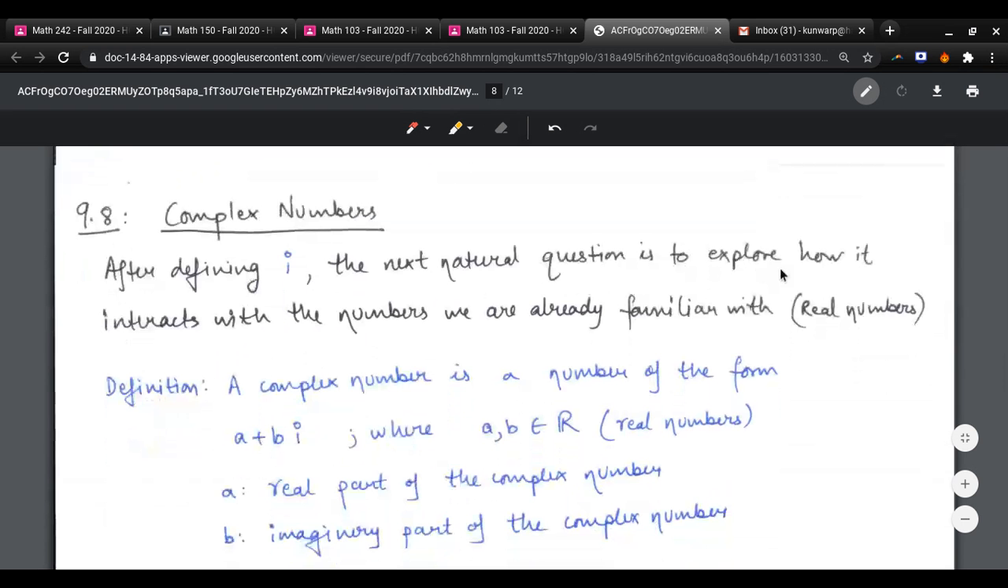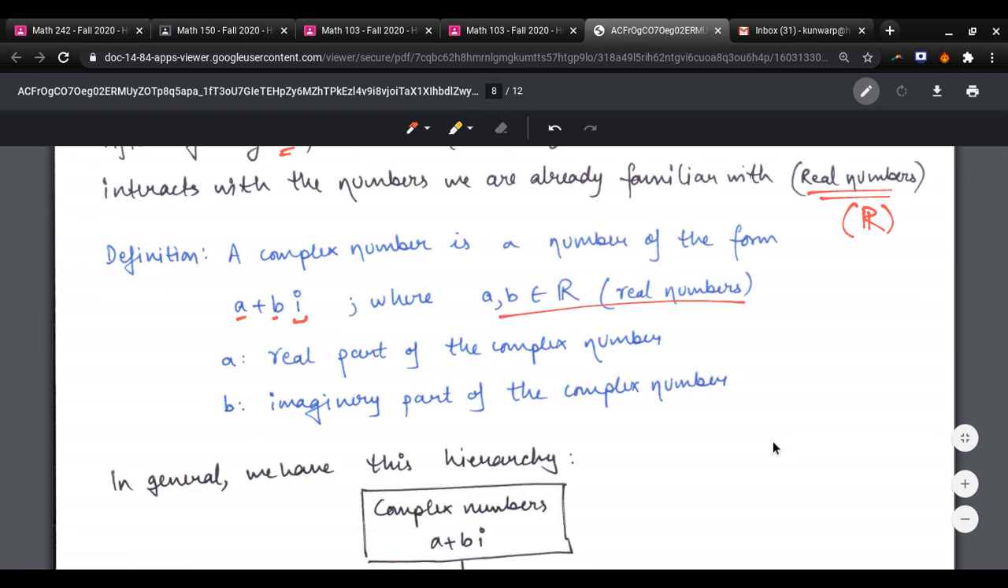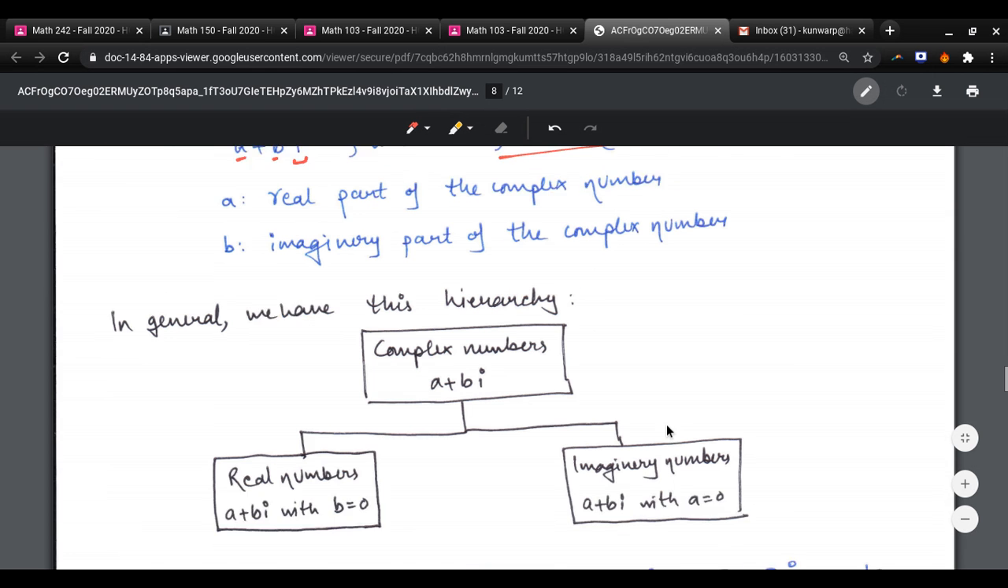Now, the next question is to explore how these numbers, the imaginary numbers, interact with the numbers we are already familiar with, which are called the real numbers, which recall are written as R. So definition: a complex number is a number of the form a plus b times i, where a and b are real numbers. a is called the real part of the complex number and b is called the imaginary part of the complex number.